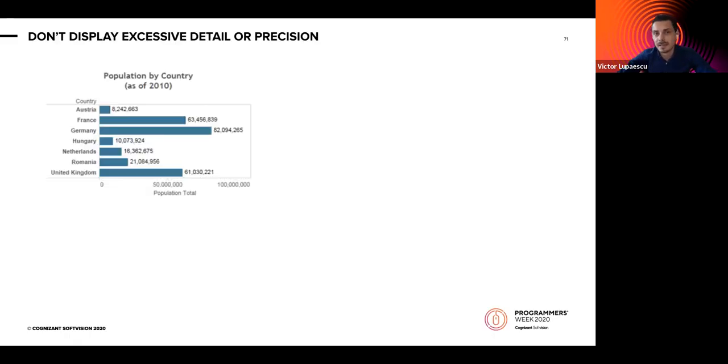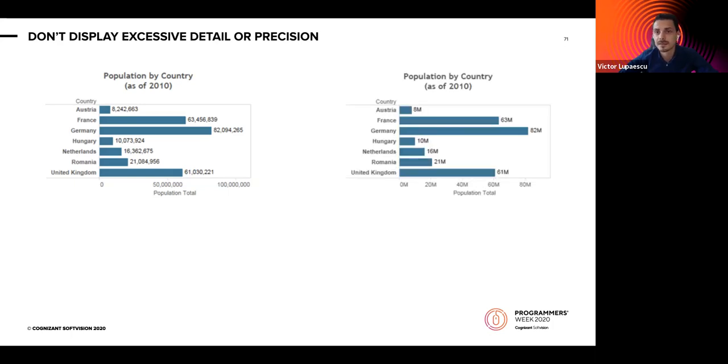Don't display excessive details or precision. Here you can see the population by country. I see Austria has 8,242,663. By the time I finished this sentence, probably it's not correct anymore. Anyway, the data is as of 2010. So try not to display it like this. You can say, okay, 8 million, 8.2 million, whatever makes sense for you, right? That way I don't have to read all that information to understand the data.